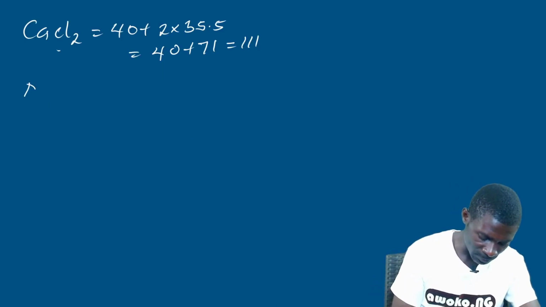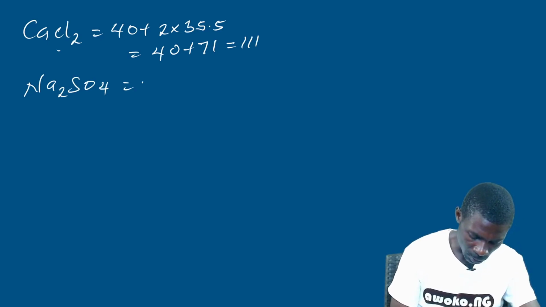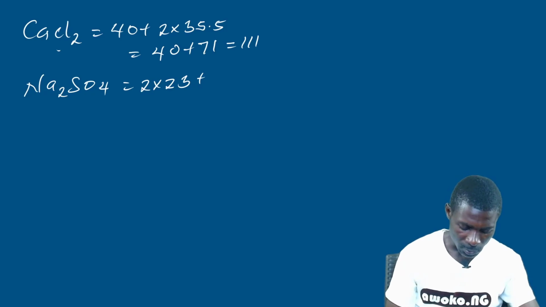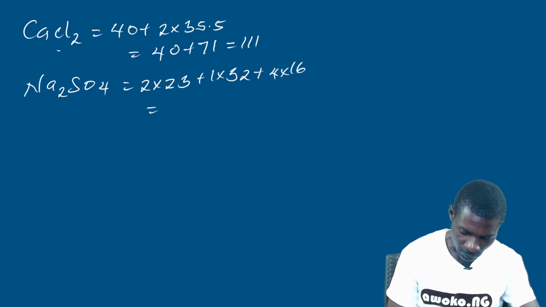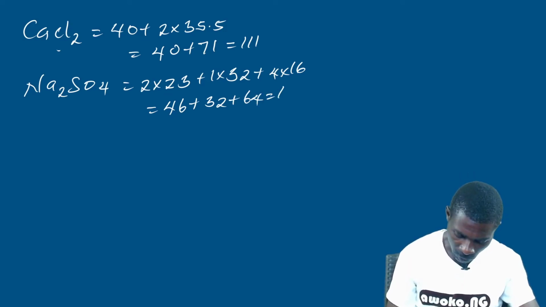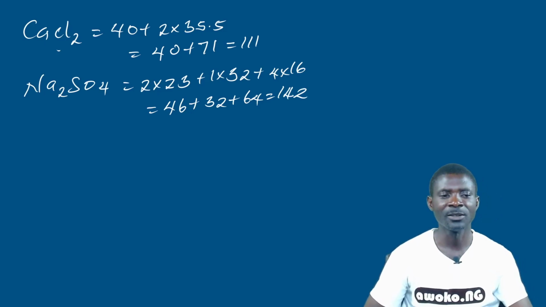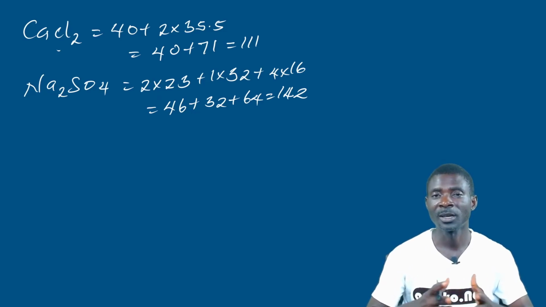So we can have Na2SO4, which will give us 2 multiplied by 23, which is the mass of sodium, plus 1 multiplied by 32 plus 4 multiplied by 16. Of course, this will give us 46 plus 32 plus 64. So summing this together will give us 142 as the relative molecular mass of sodium tetraoxosulfate 6. It is as simple as that.